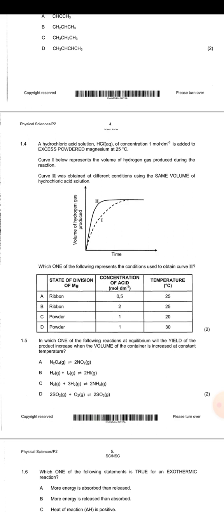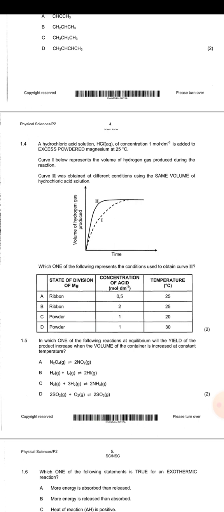If you look at B, there is 2, there's a balance there. C, there is 4 on the left hand side, there's 2 on the right hand side. So if you decrease pressure in that one, you will actually favor the reverse reaction. And here they said they want the yield of the product to increase, so it's not C. When you look at D, we have 3 on the left, we have 2 on the right.